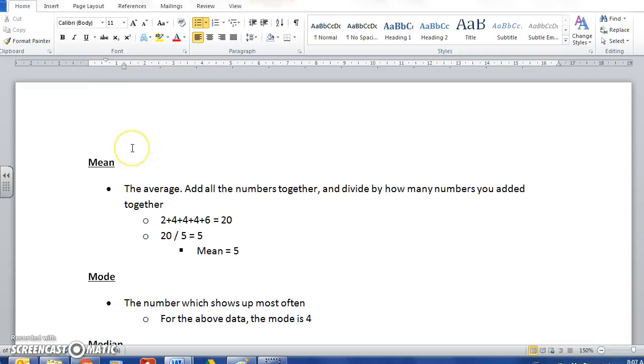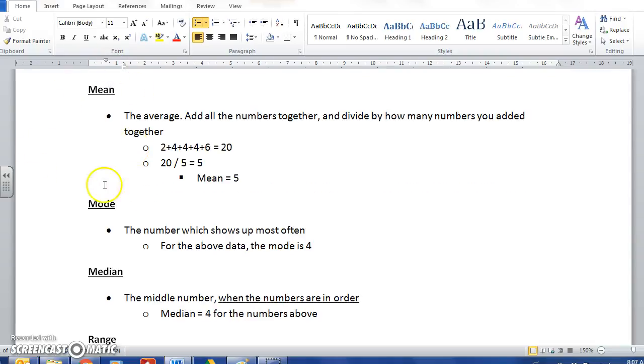Yesterday we talked about the differences, so here's the definitions for mean, median, and mode, and they're all different types of averages. Mean is the one you would typically think of as the average, where you add up all your numbers, divide by how many numbers there were, and you find the mean. Mode is the number which shows up most often. So if you take a look at this data here, the mode is 4 because it shows up 3 times.